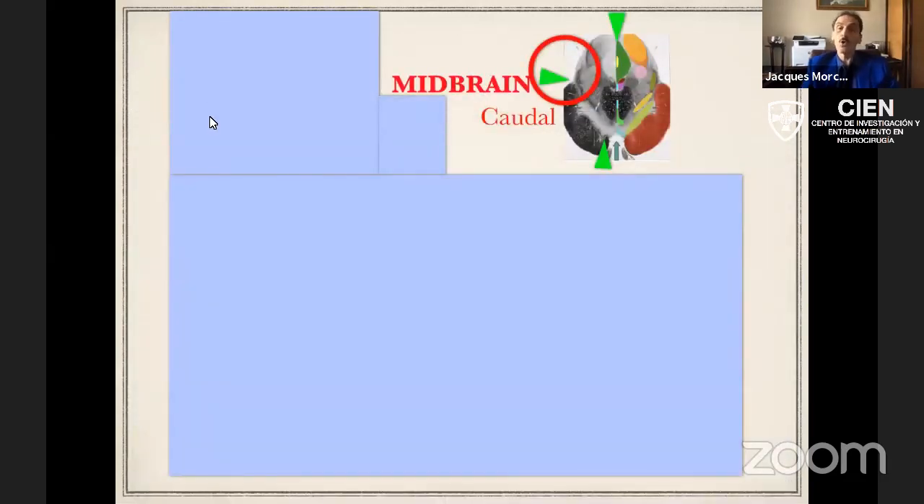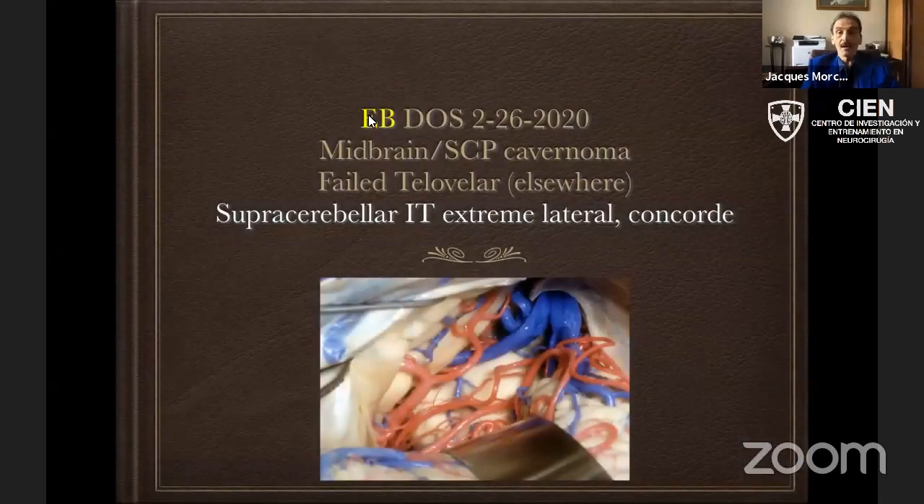Now an example of a caudal midbrain lesion. It's a midbrain superior cerebellar pontine cavernoma that was treated elsewhere through what I consider to be the wrong approach. I will show you why in a second. They did a Thiele-Wheeler approach, but only removed a small portion of the lesion. You will see why in a second. And I will show you a supracerebellar infratentorial extreme lateral approach. I don't use the sitting position. I don't think it's necessary at all. In general, I like the Concord position, and this is such a case.